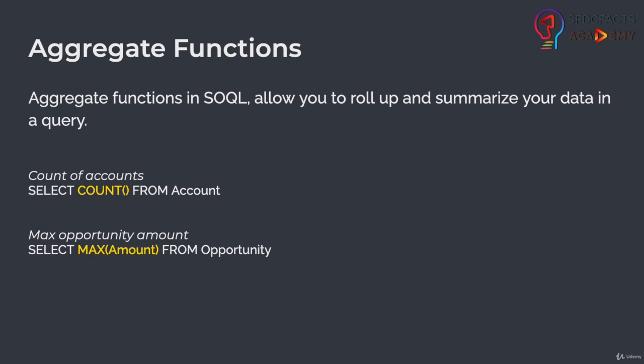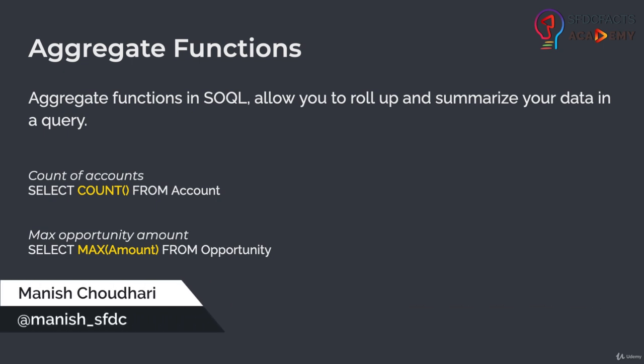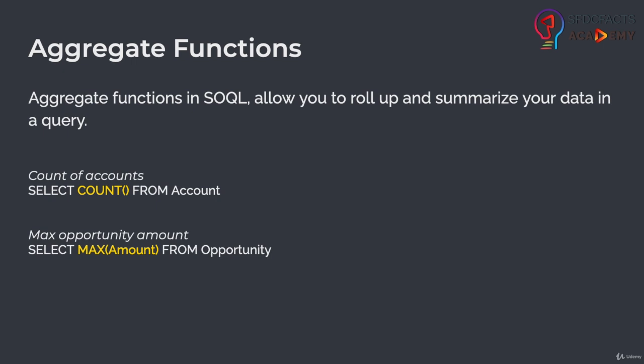And let's say you want to find out the maximum amount among all the opportunity records, then you can use a function called max, and you can use this function on the amount field of the opportunity object, and this is going to give you the maximum amount that exists on an opportunity record.